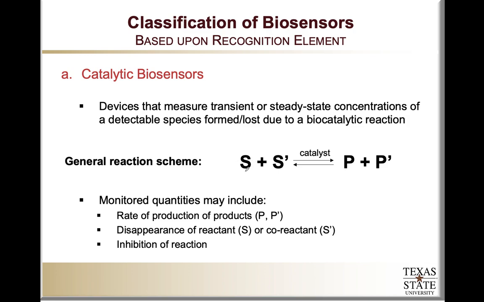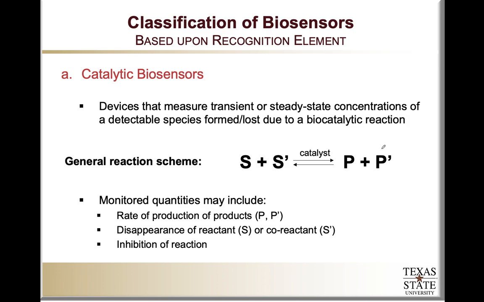What we have is S, which is our reactant of interest, and S prime, which is typically a co-reactant, usually required for enzymatic action. These are going to react in the presence of the catalyst, which is our enzyme, and they're going to produce products, which could be just one product, or perhaps two products. So in order for us to detect this process, this binding event, we can measure different things.